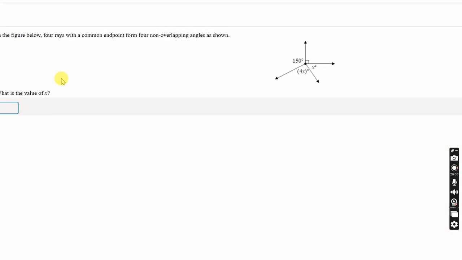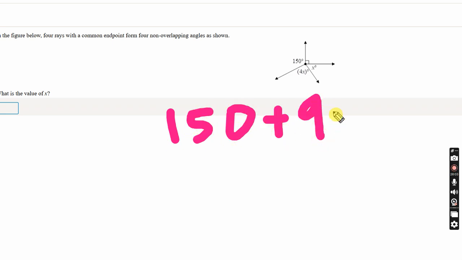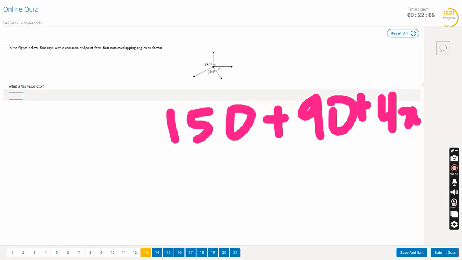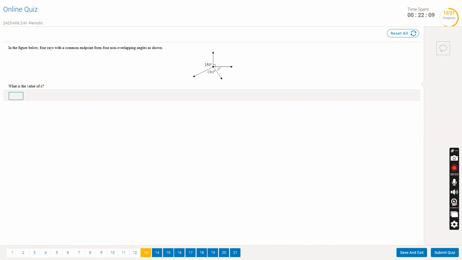Okay, what is the value of x? Again, it's going to make a 360. Here, all of this. So it's going to make a 360. You're going to add all of it, 150 plus 90 plus 4x and plus x. Just let me zoom out a bit.